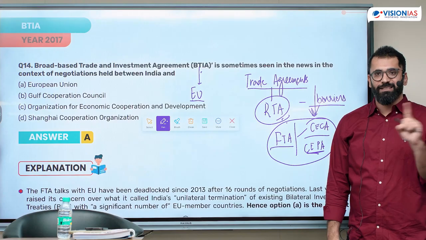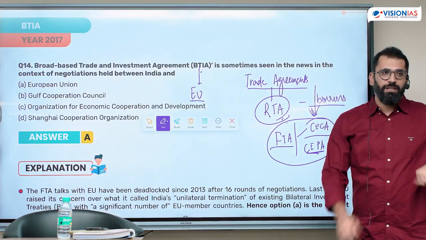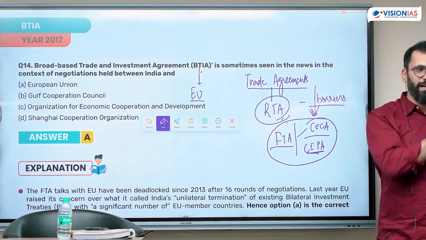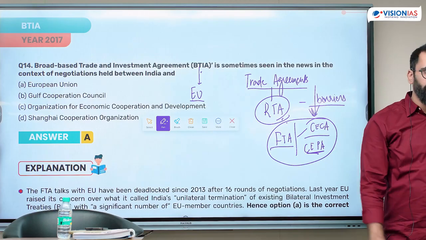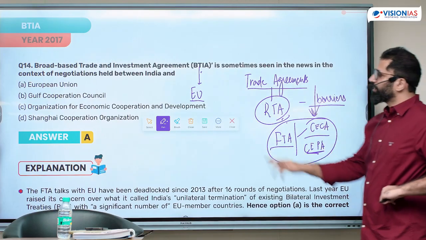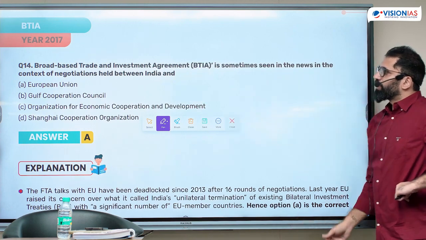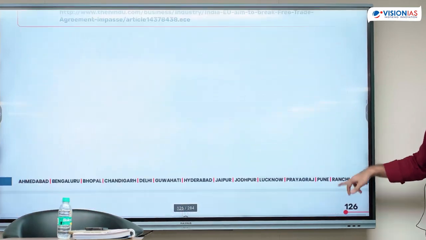For example, with Canada, it's a specific name. With Australia, it has a specific name. I think with EFTA countries also India has signed, the 4 countries in Eastern Europe, India has signed one agreement with them as well. All of these agreements have a specific name which you have to remember because UPSC has asked such types of questions. This BTIA is with the European Union. This has been in the news since 2012, because these negotiations of relaxing the barriers take a lot of time. They're highly political.